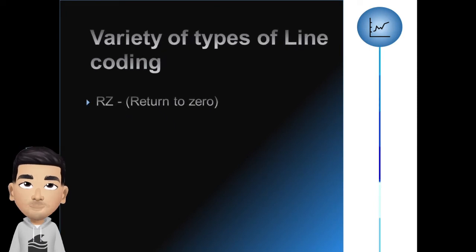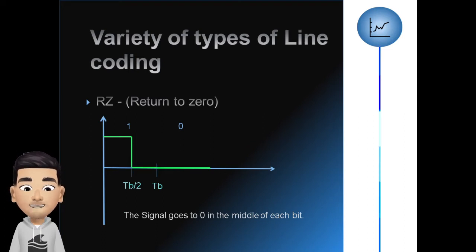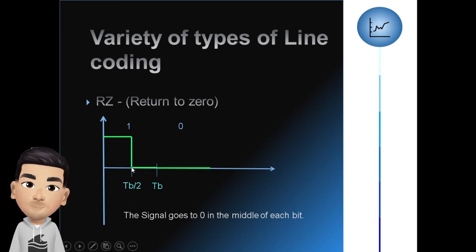Next is RZ, or return to 0. The signal goes to 0 in the middle of each bit. As you can see, if you have an input of 1, the first half cycle is at A positive, then the signal goes down to 0 and completes its whole cycle. Then if you have an input of 0, the signal stays at 0 for half of the cycle, then completes the other half of the cycle at 0.